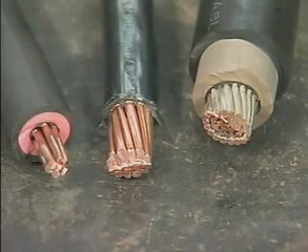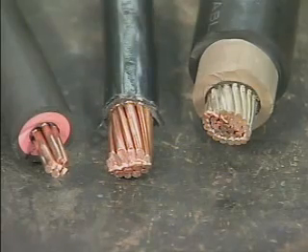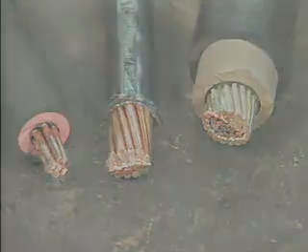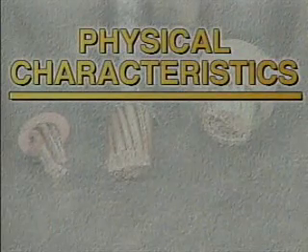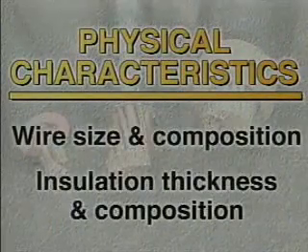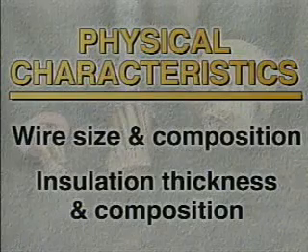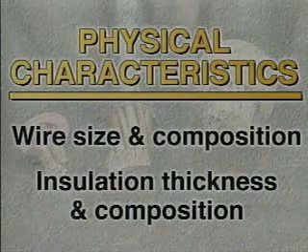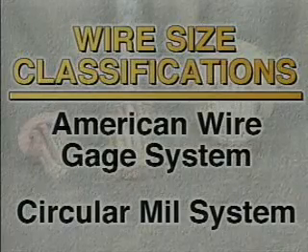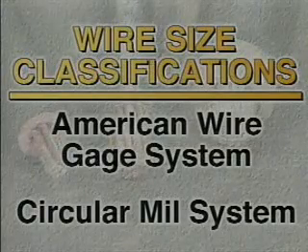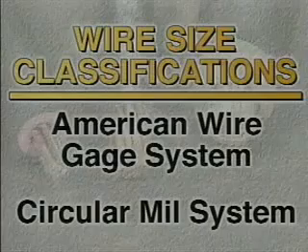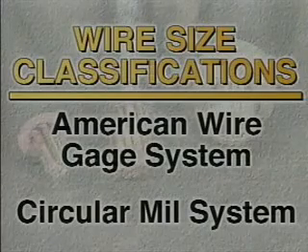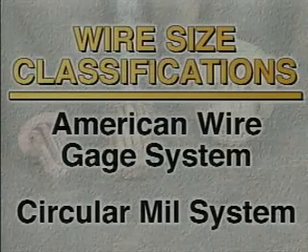In this part, we'll examine factors that affect the classifications and ratings of conductors. Classifications and ratings are based on physical characteristics. These characteristics are the size and composition of the wire and the thickness and composition of the insulation. Let's first look at wire size. The term wire size is used to refer to the diameter of a solid or stranded conductor, and wire size is one way that conductors are classified.